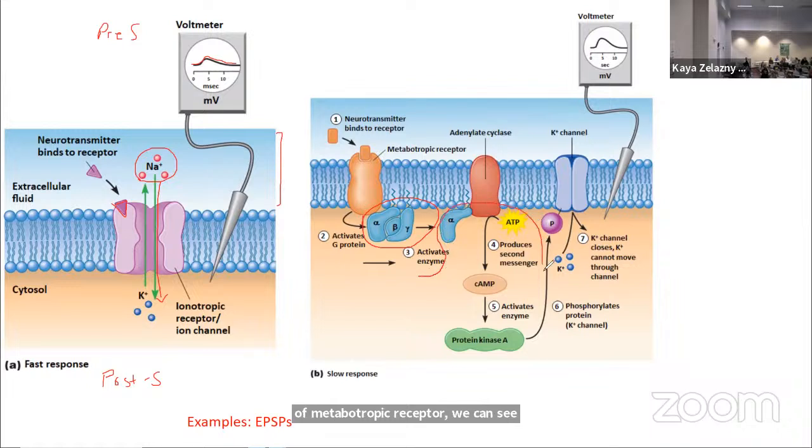Here we see a second messenger system. So we might expect this response in the cell to happen for a longer period of time, as well. Okay, and we can see that the effect here is another way that we could get excitation happening. So here, instead of opening a channel that allowed positive ions in, we closed a potassium channel.